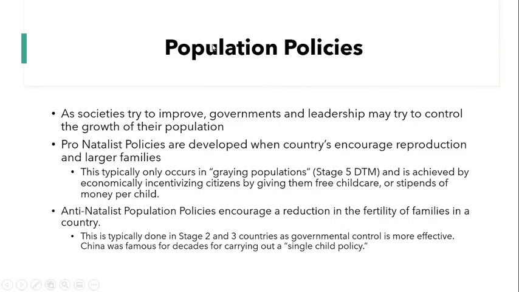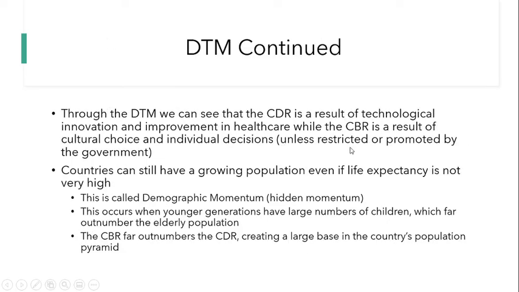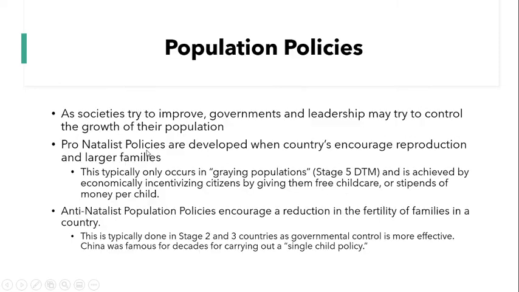So now we're going to look into population policies, which is what I was talking about here, unless restricted or promoted by the government. As societies try to improve, governments and leaderships may try to control the growth of their population, whether it be to increase the population. Say you're in stage 5 and you start to see a population decline. The government may say, well, we're losing a lot of people, we should probably do something about increasing the population.